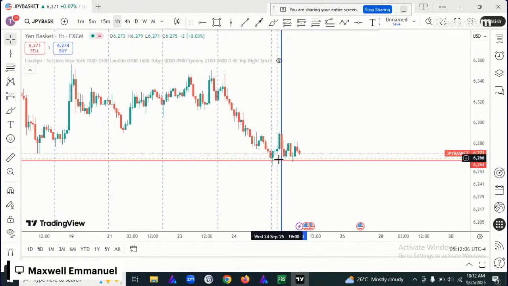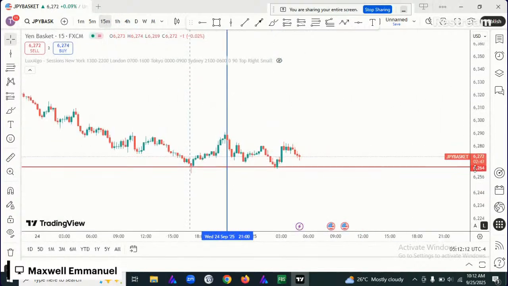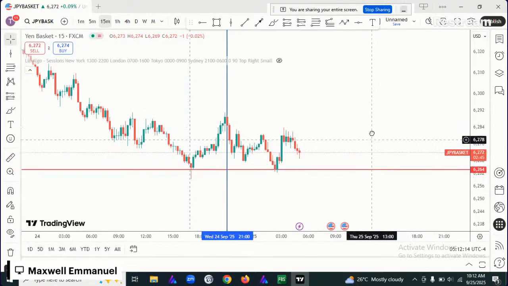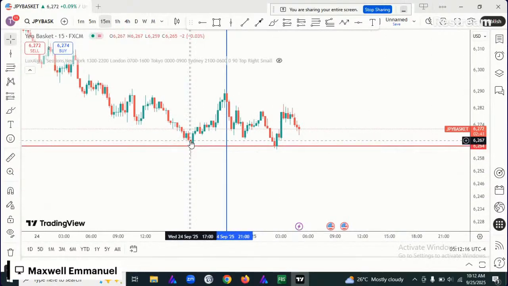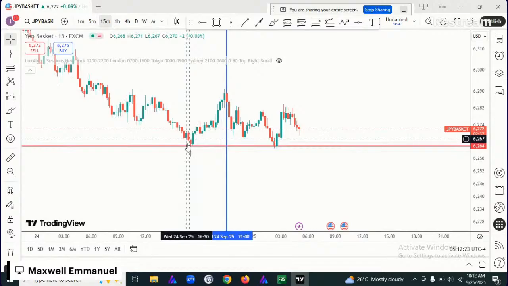So we had an AMA here. Let's see 15 minutes. Most likely it created a fair value gap, which could be the reason for the current retracement. You can see we had this fair value gap here. Price came back to fill this gap. You can see this retracement was to come and fill this fair value gap.